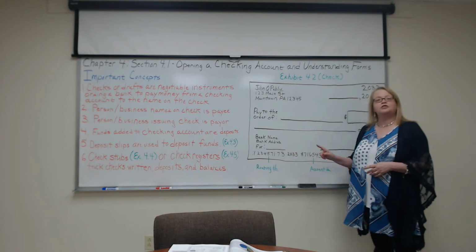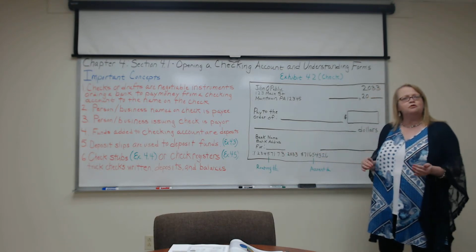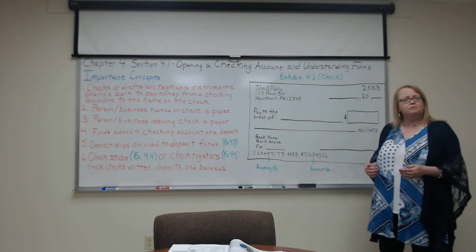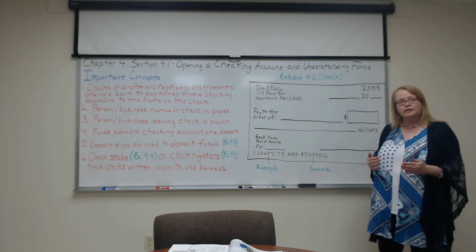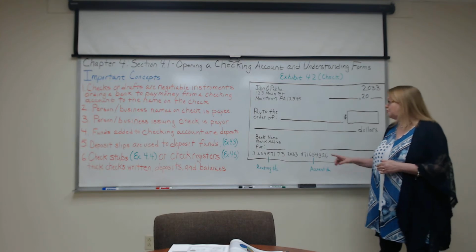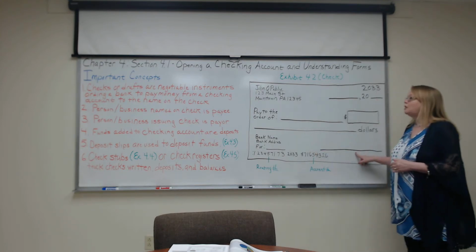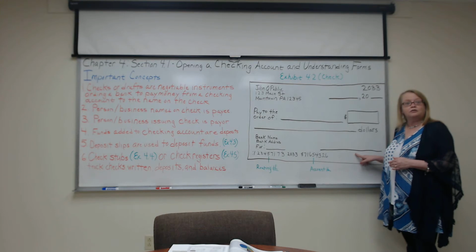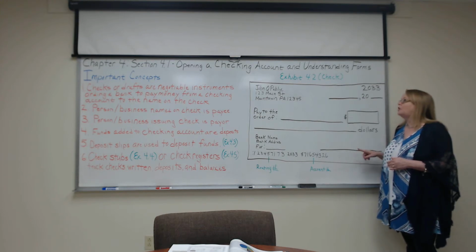This "for" is just a small area on the check where you can write what this check is for. Sometimes it's very helpful for you to keep track of what it is that you're writing the check for, just so that you don't forget. Here is where the payer's signature goes. You have to sign this for the payee to be able to receive their money.